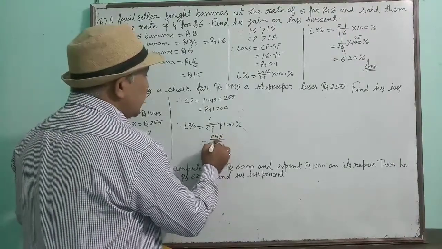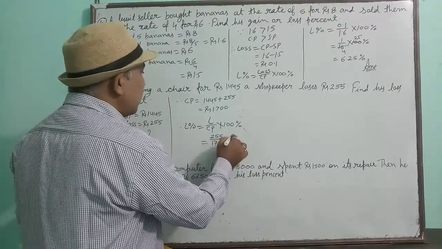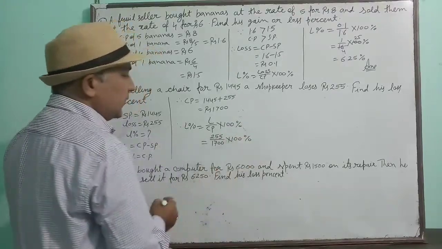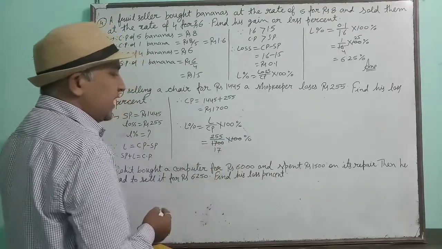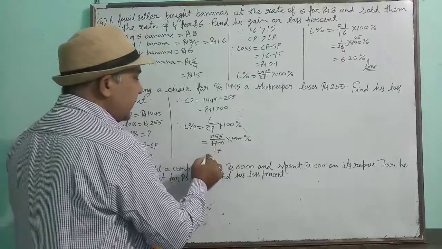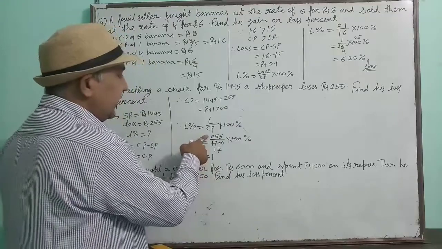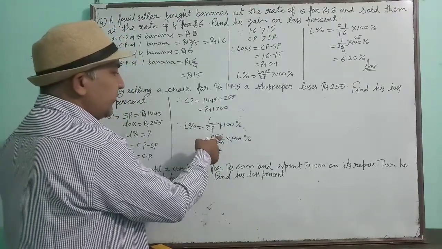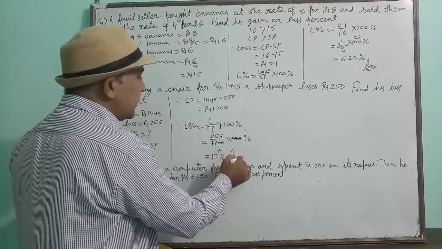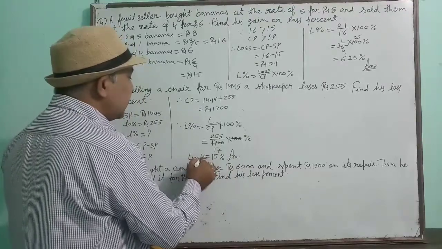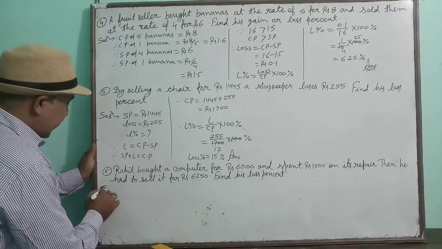Loss is 255. Cost price is 1700 into 100%. See children, 100 is dividing 1700 by 17 times. 17 is dividing 255 by 17 into 1. 17, 8 is the remainder. 17 5 is 85, means 15% is the loss percent here. Understood? Now see the last question of the day.